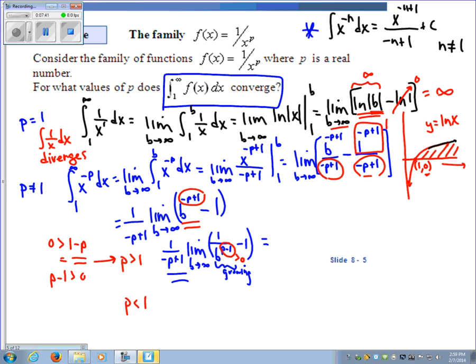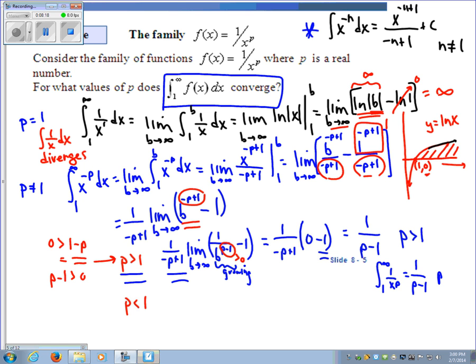Forget this out here in front. 1 over minus p plus 1 times 0 minus 1, which then comes out, let's see, I'm going to take this negative 1, I'm going to go ahead and distribute that in the denominator, and this comes out to be 1 over p minus 1. So p is some real number. That means that if p is bigger than 1, that integral converges to 1 over p minus 1. So this was the case when the p was greater than 1. This was that integral value. So the integral from 1 to infinity of 1 over x to the p will be 1 over p minus 1 if the p is bigger than 1.